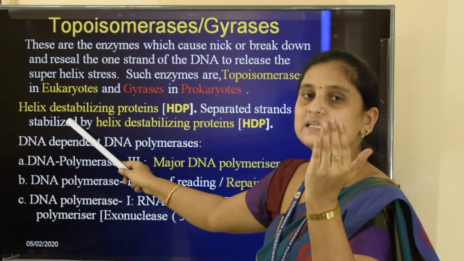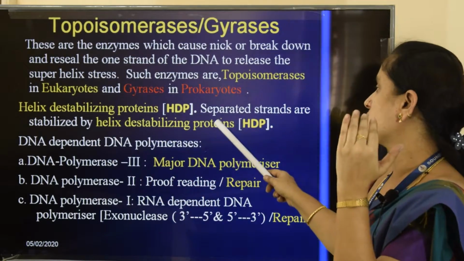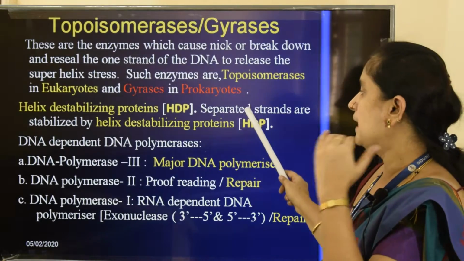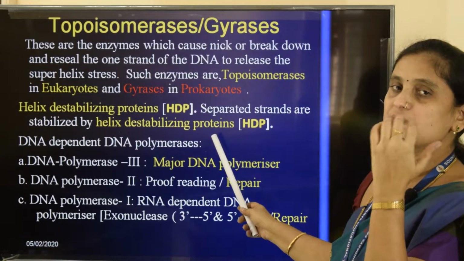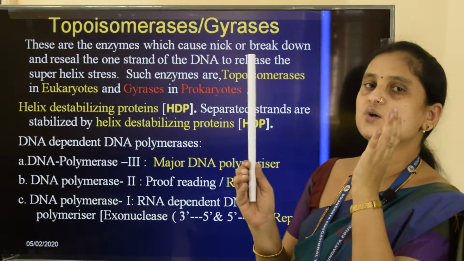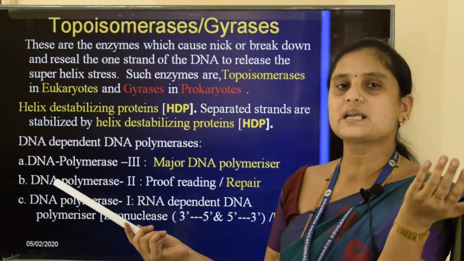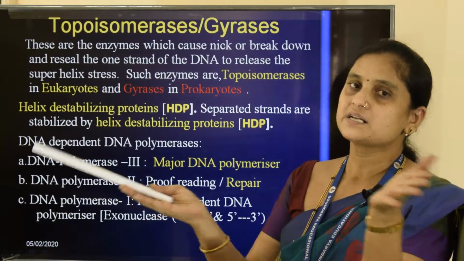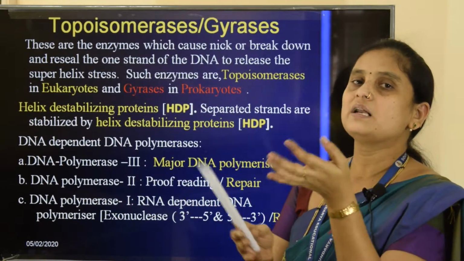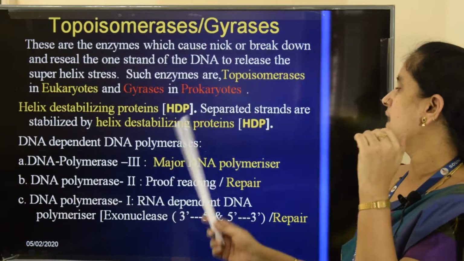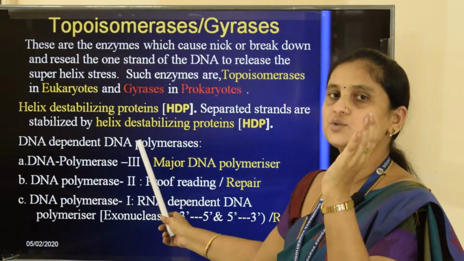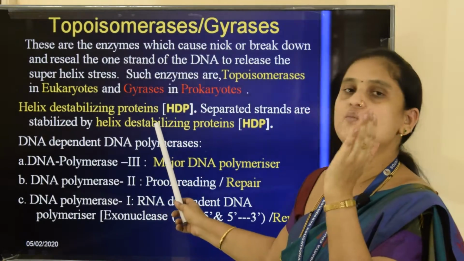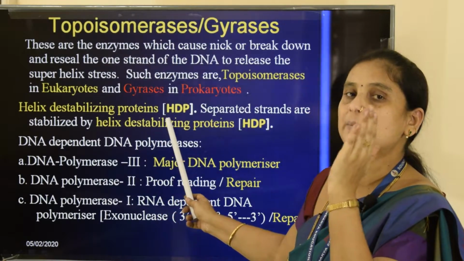Once the two strands get separated after the relief of this tension or stress, once again those single-stranded DNA strands should get bound by the helix destabilizing protein. What happens if this protein does not bind? Again, as the two strands are complementary, they recoil to form a double helical structure. To avoid that, the helix destabilizing proteins bind to the DNA strands where they have separated.